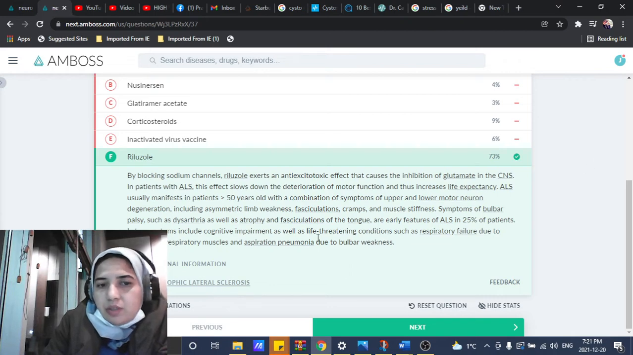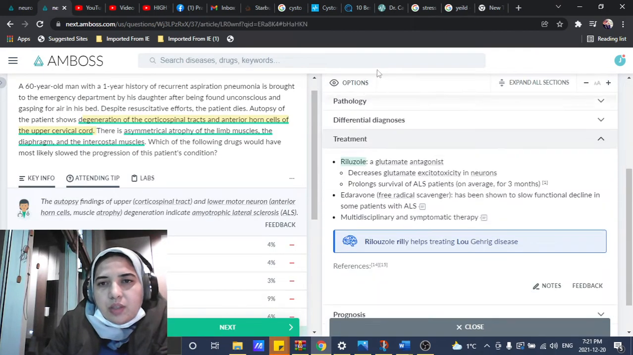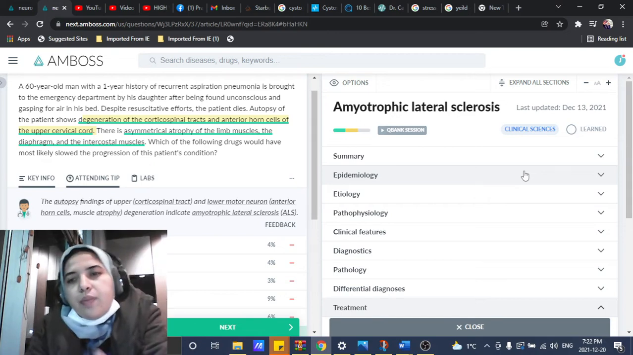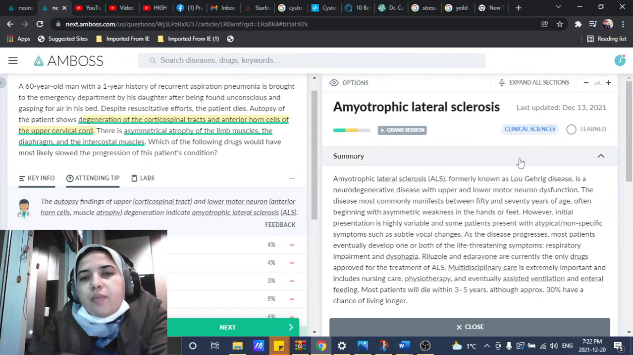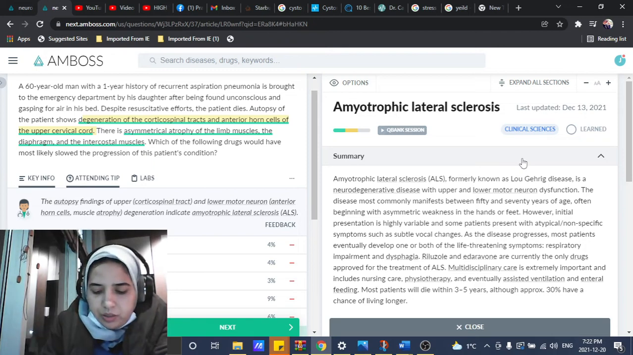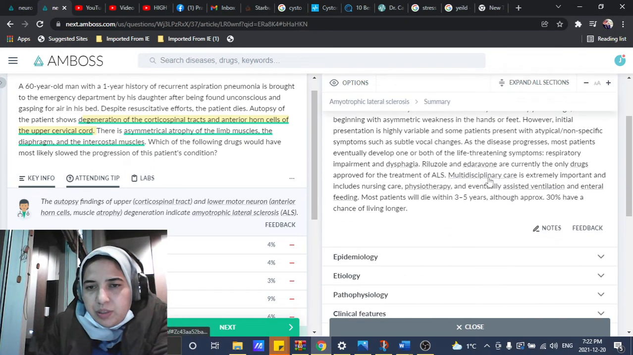I want to take this moment and just review ALS. So let's just review ALS. Amyotrophic lateral sclerosis. Let's take a look and see what we can learn right now. So let's see the summary. Amyotrophic lateral sclerosis, formerly known as Lou Gehrig's disease, is a neurodegenerative disease with upper motor neuron lesions.